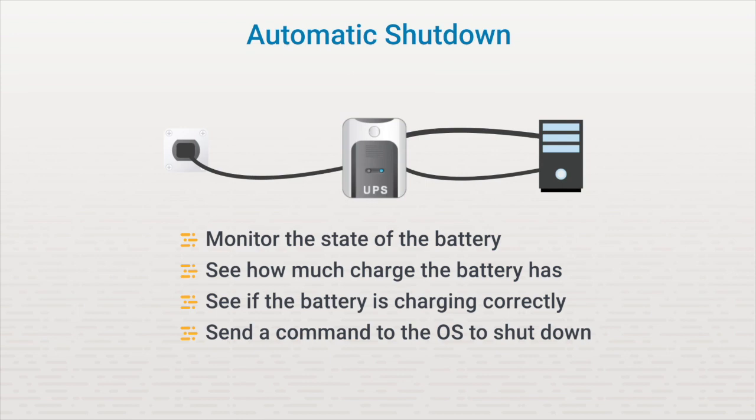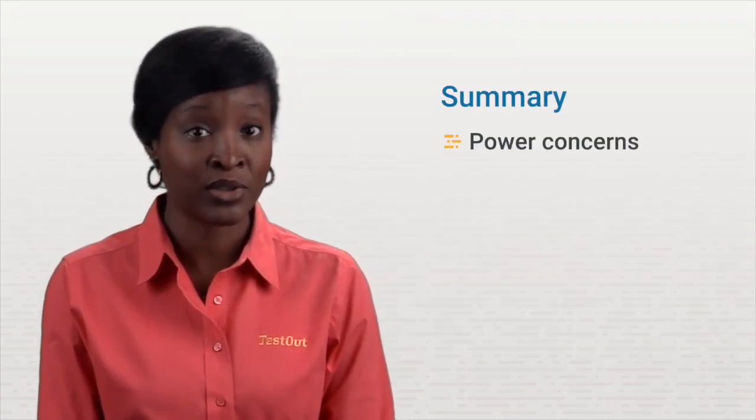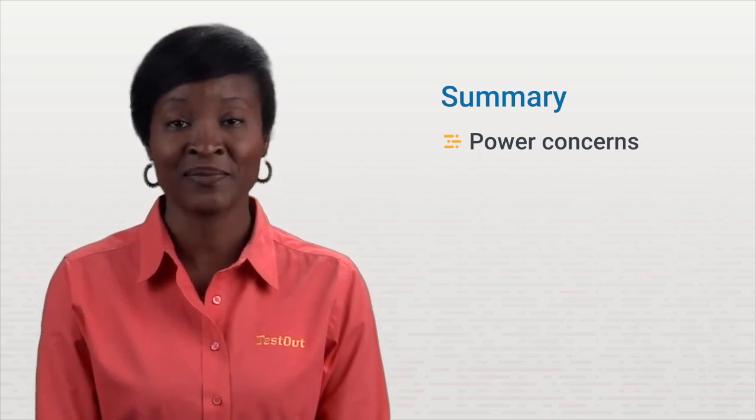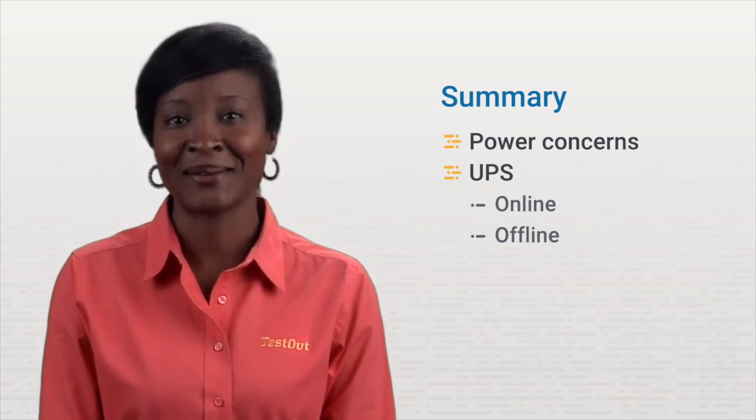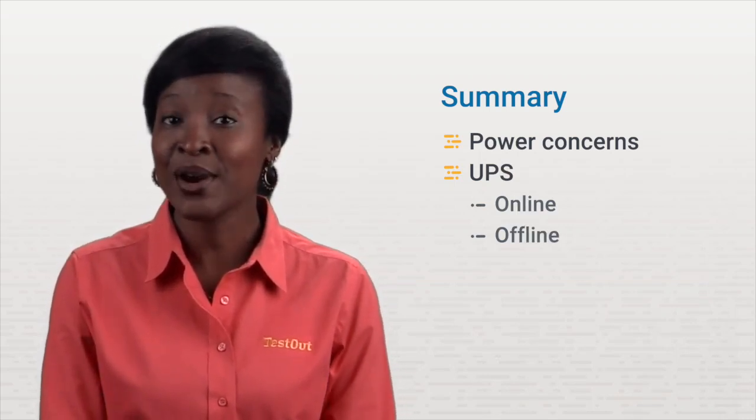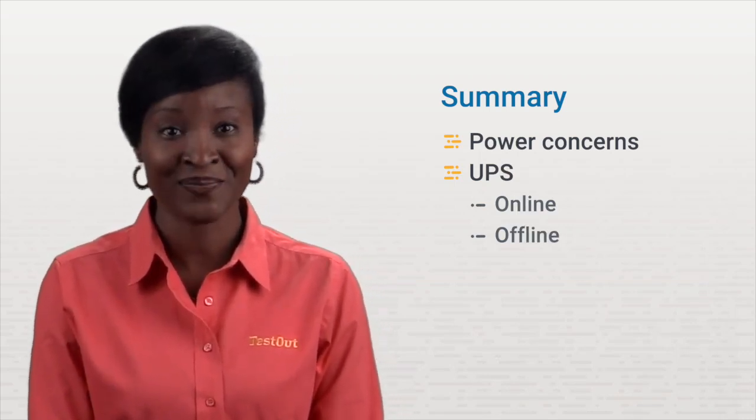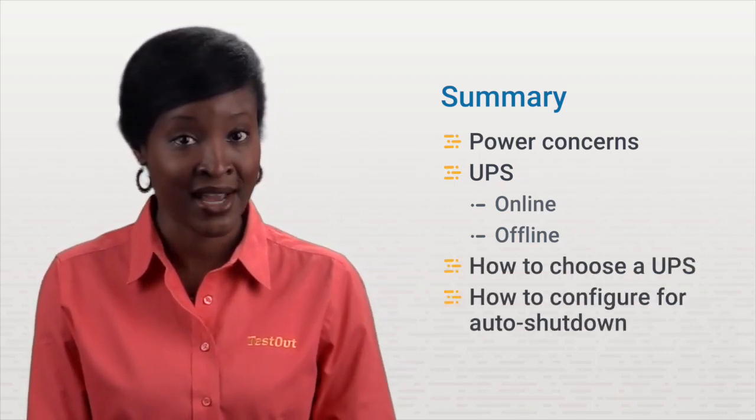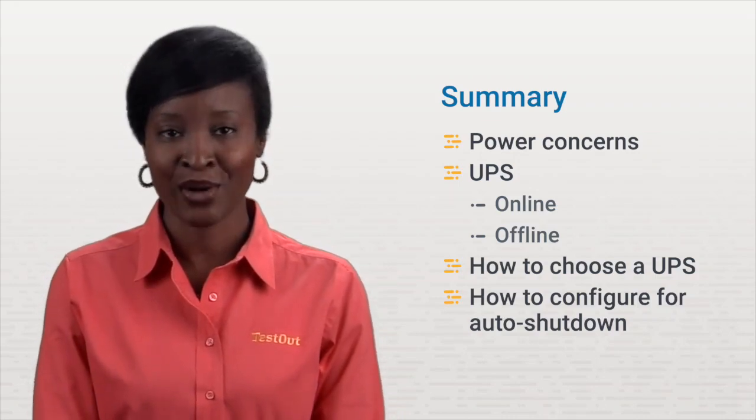Most UPS devices come with some kind of software that's used to configure system behavior in the case of a power outage. In this lesson, we talked about the different power problems you can have and the tools you can use to protect your systems from power damage. We talked about online UPS systems and offline UPS systems and how they can provide a temporary power source during a power outage. We also talked about how to choose a UPS and how to automatically shut down a PC in the event of a power loss.